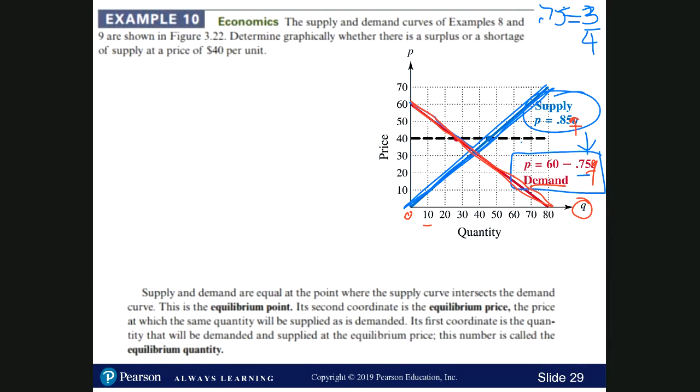Now the vertical axis, instead of being labeled as the y-axis, is representing the price. So we use lowercase p to label it. And we have the prices going here from 0 again. And here they're going by tens, so they go up to 70. Now, the question says, determine graphically whether there is a surplus or a shortage of supply at a price of $40 per unit. So first, let's see what these two words represent.